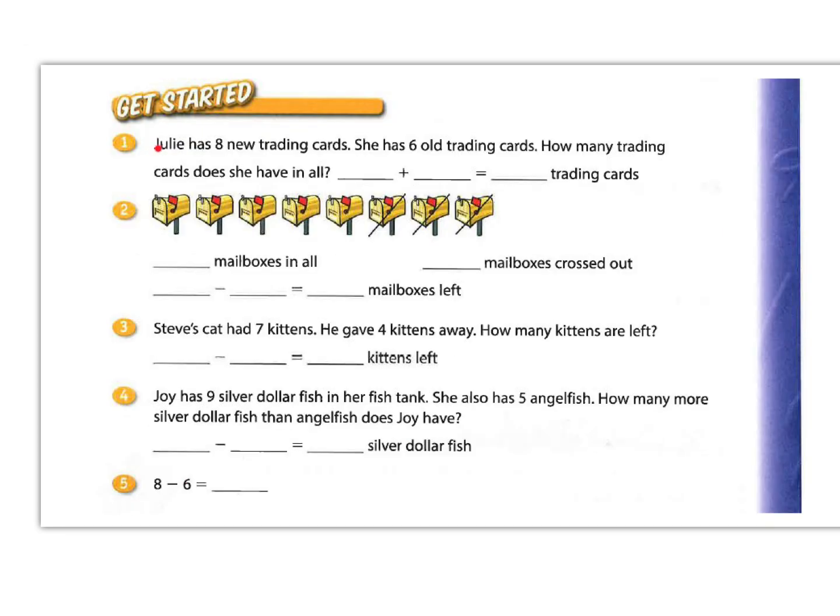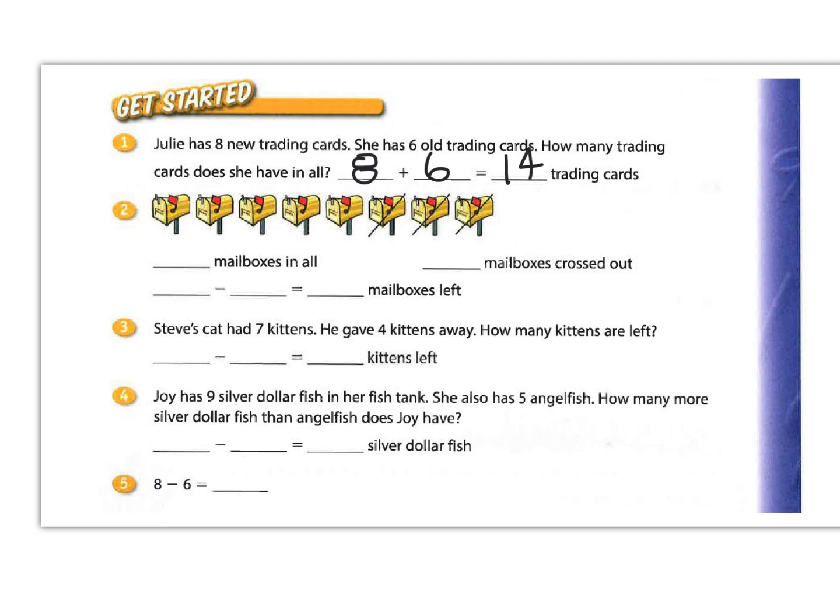All right, this says Julie has 8 new trading cards. She has 6 old trading cards. How many trading cards does she have in all? Well, in all means total, so then you would add. So 8 plus 6 equals 14. She has 14 trading cards.